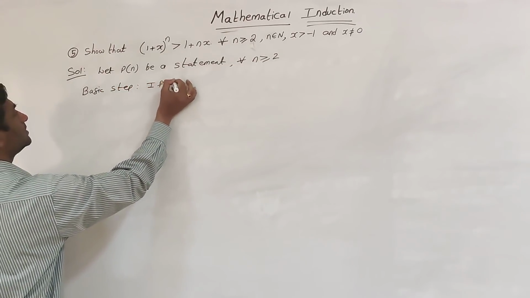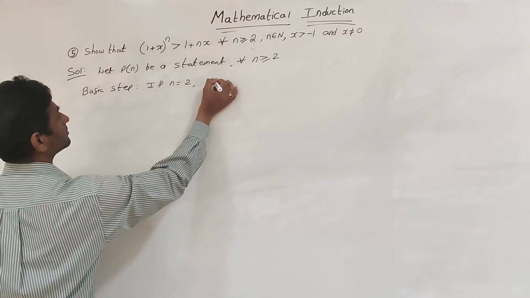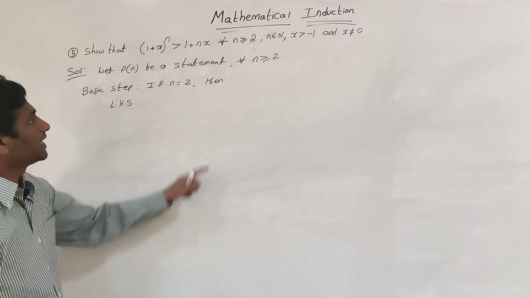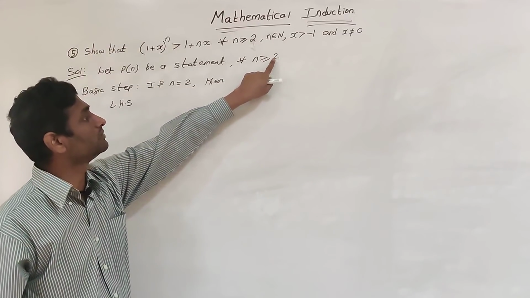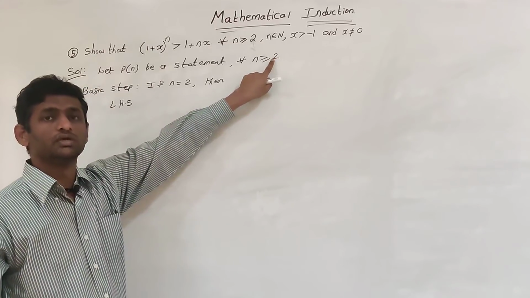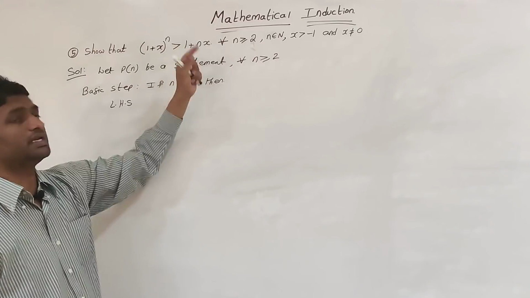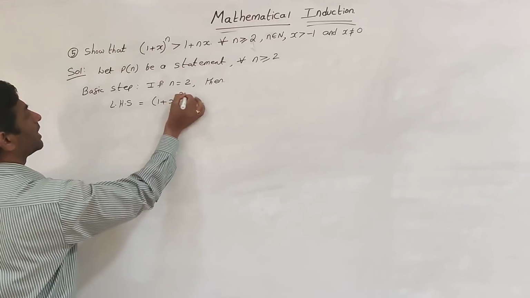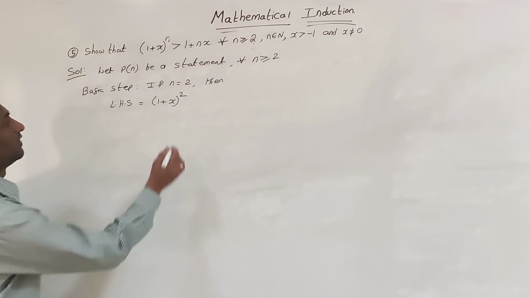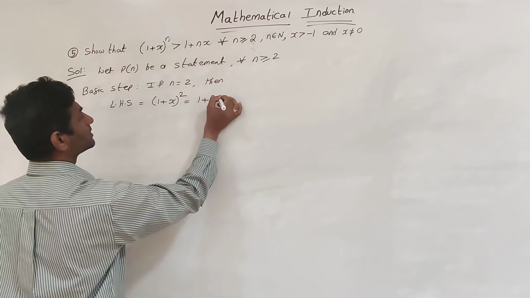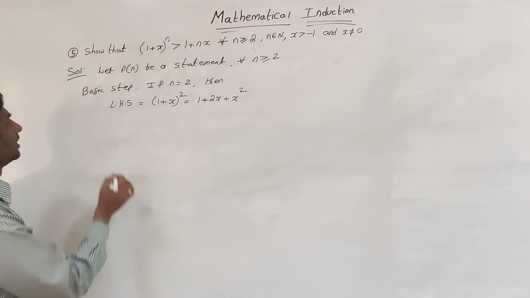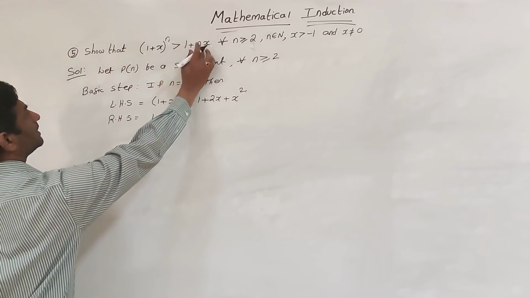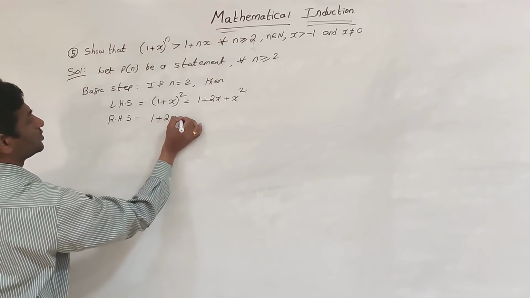So basic step: if n is equal to 2, then LHS, as it starts from a natural number, it starts with 2. From 2 onwards the given statement is getting satisfied. So LHS will be (1 plus x) whole square. If you expand, it will be 1 plus 2x plus x square. And RHS, that is 1 plus nx with n equal to 2, so 1 plus 2x.